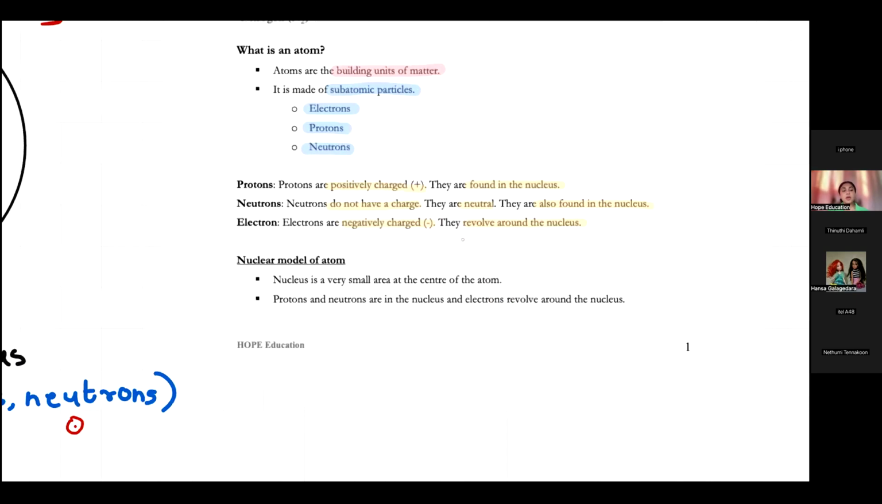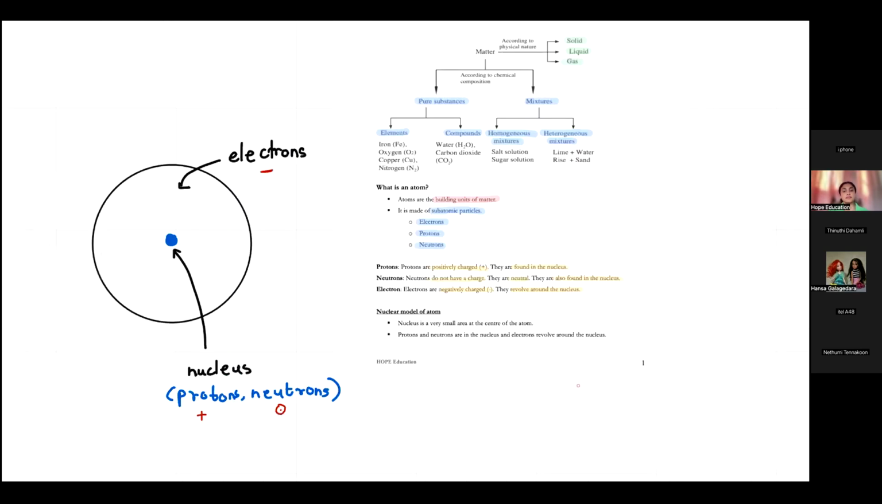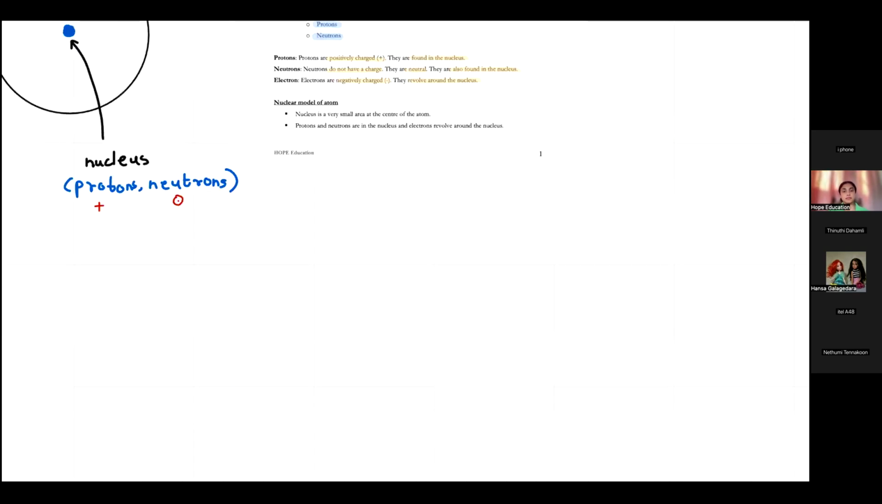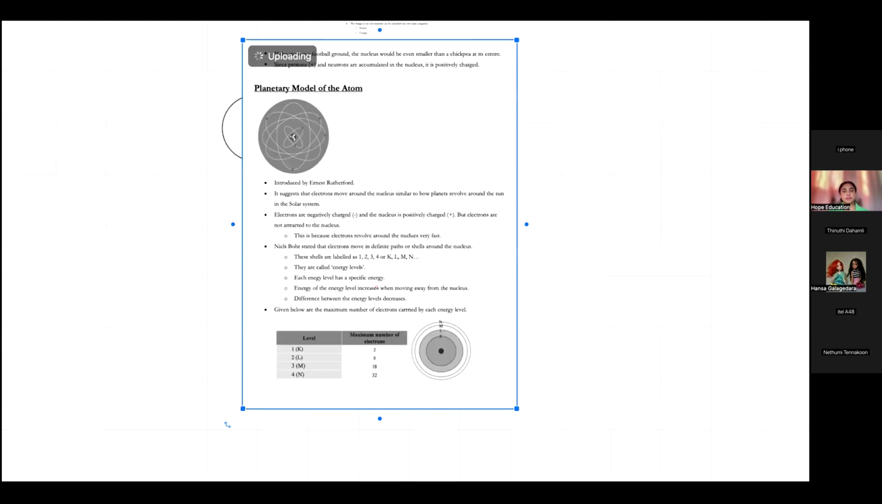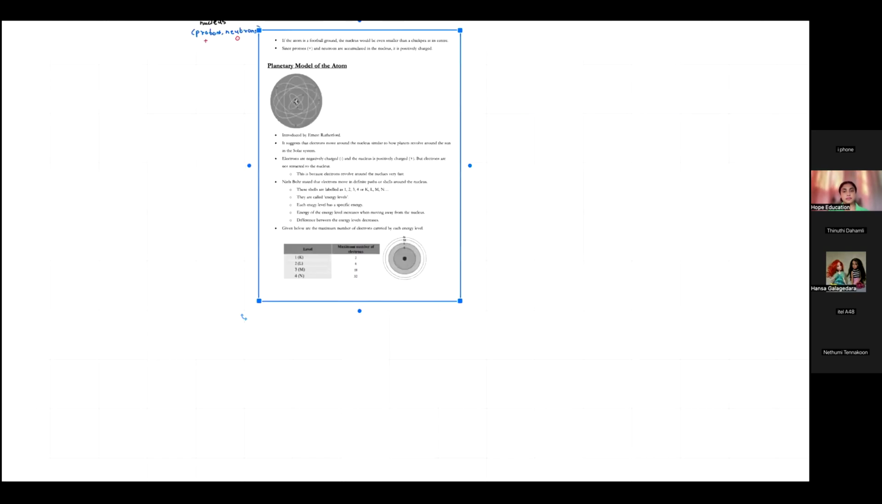And then there is something called the nuclear model of the atom. Let's see what the nuclear model of the atom is. I will also get the rest of the note to the whiteboard. Give me a second, please. Okay.